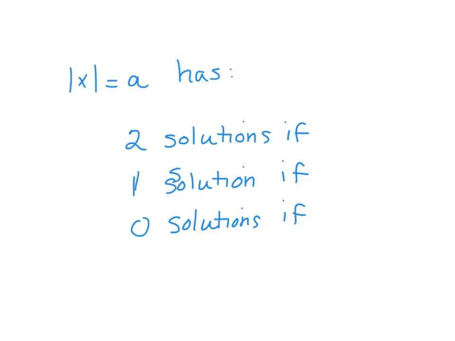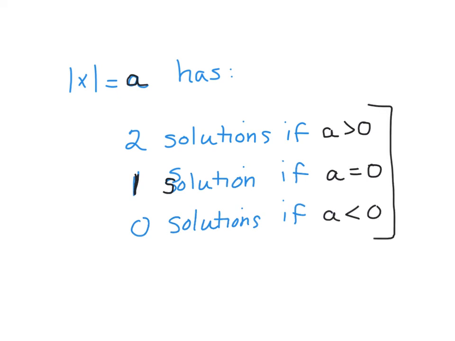And just to recap, I want to show you how we write this algebraically. What we say is the absolute value of x equals a, so an isolated absolute value is equal to a number, has two solutions if that a is greater than 0. So if that number is positive, we're going to have two solutions. We'll end up with one solution if that a, that number, is equal to 0, and we'll end up with no solutions if that a value is less than 0. So algebraically, that's what that looks like.